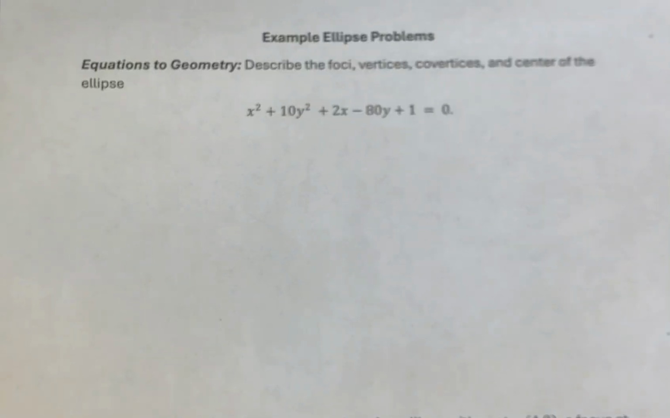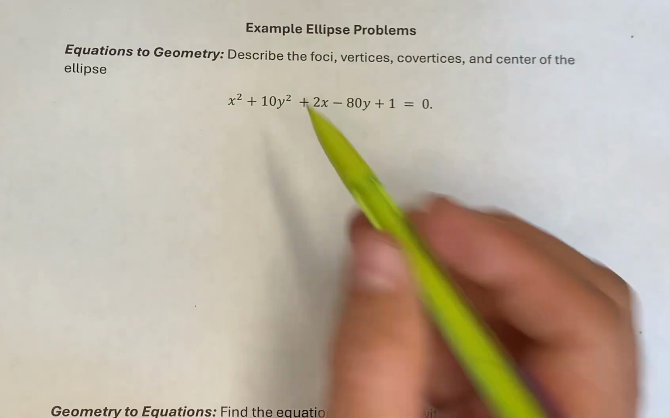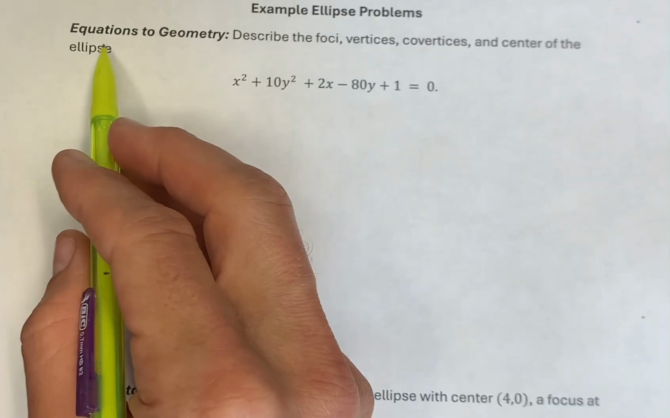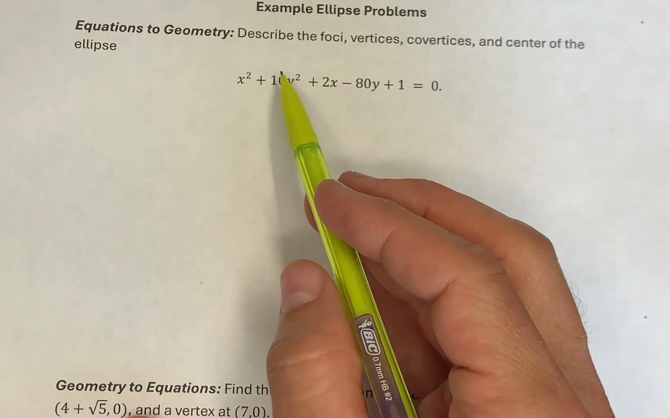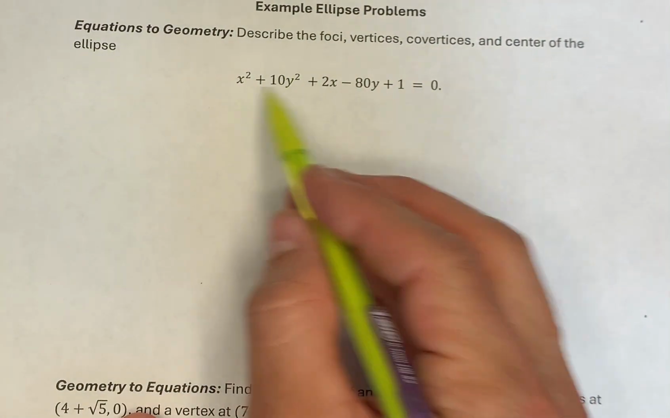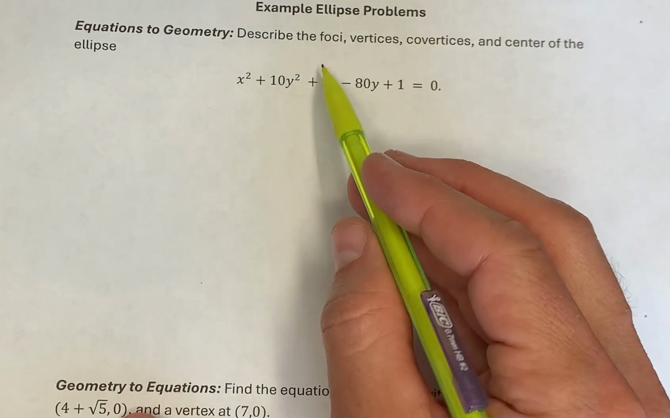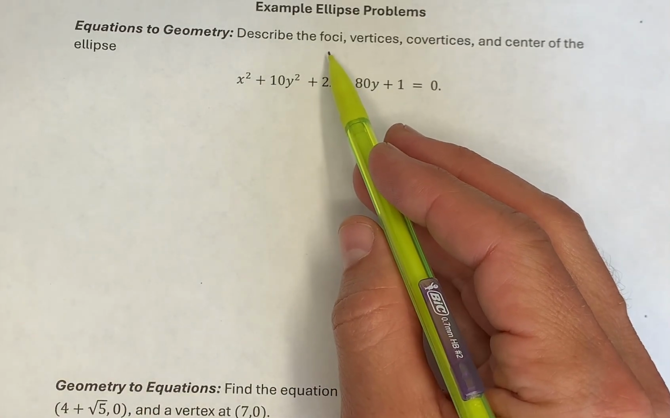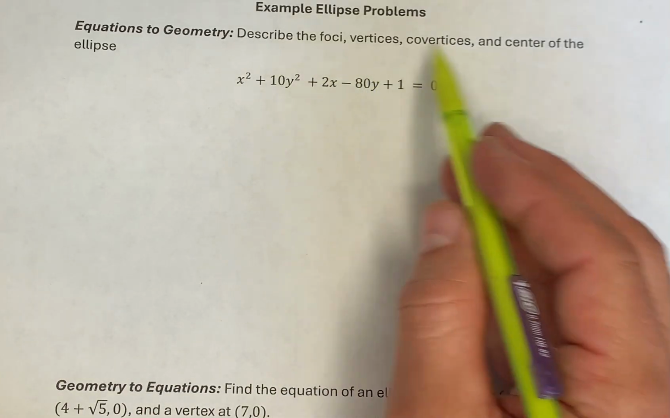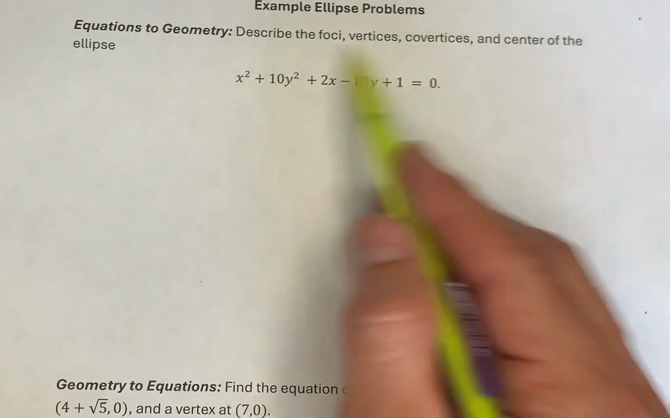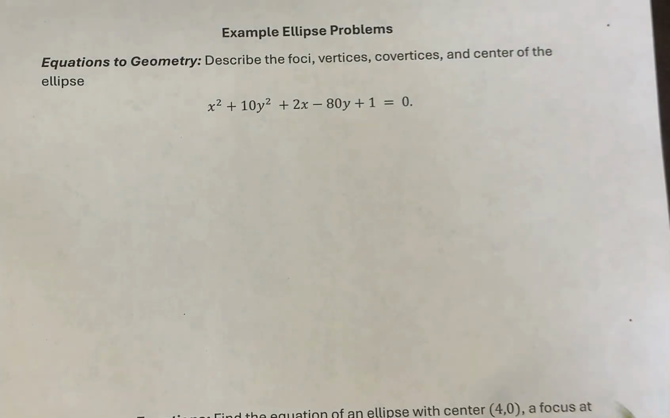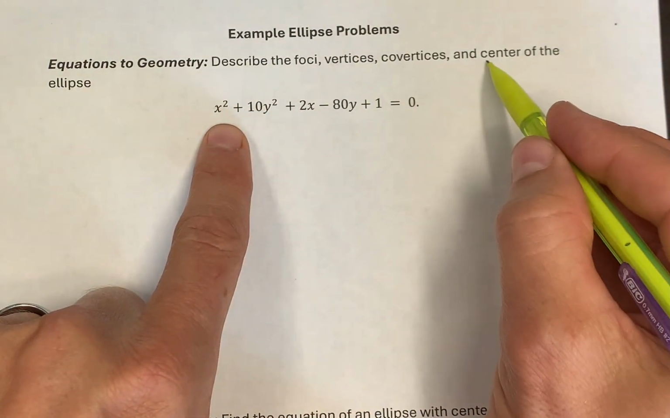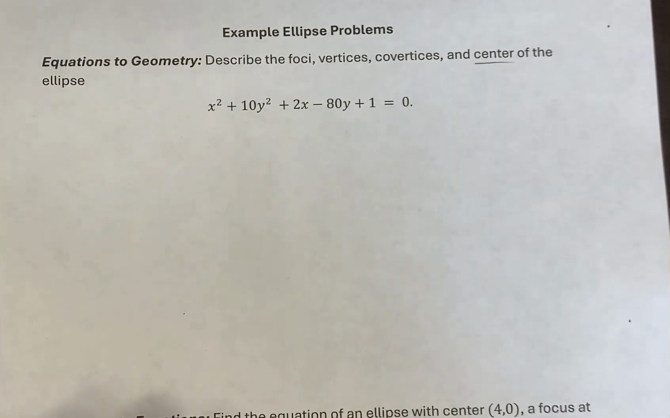Let's practice a couple of example ellipse problems. So we can go from the equation to the geometry with something like this. Here's an algebraic equation, and I could ask you to describe the foci, the vertices, the co-vertices, the center, and if you had all these, you could pretty much graph the thing. The most important, everything's going to be based off the center.